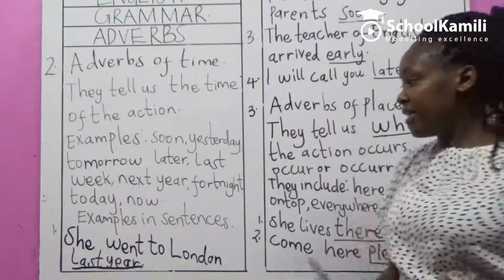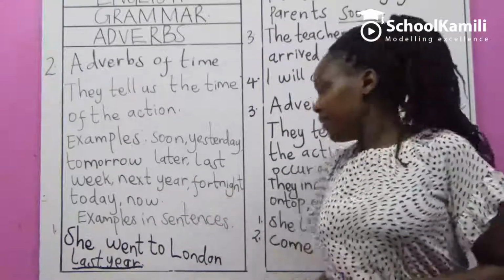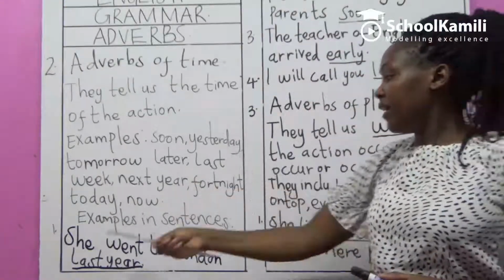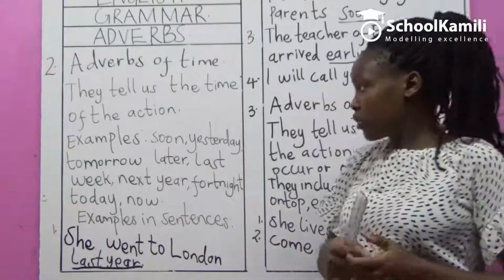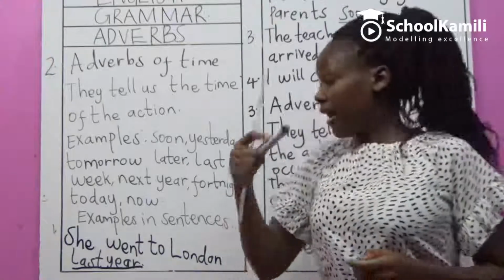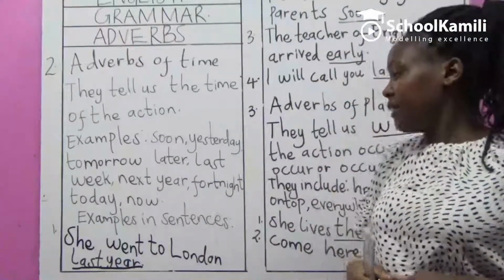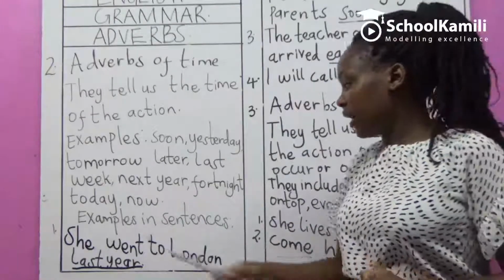So we'll say that last year is an adverb of time because it is telling us the time in which the woman went to London. Last year is an adverb of time because it's telling us the time, and the time in this case is last year. It is talking about the action.